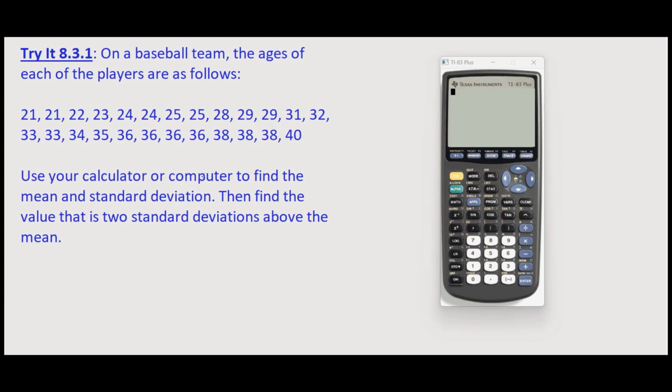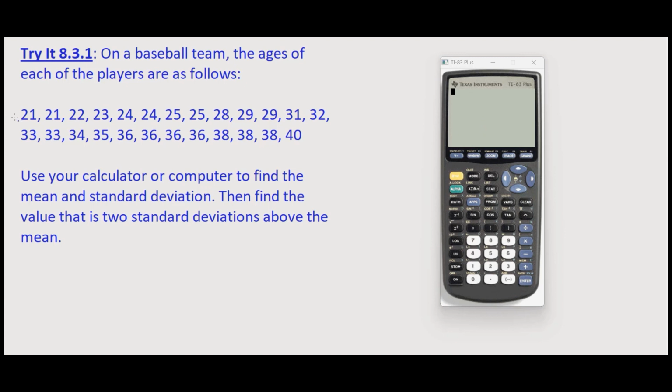Then we're asked to use our calculator or computer to find the mean and standard deviation, then find the value that is 2 standard deviations above the mean. So I've got a Texas Instruments TI-83 Plus calculator emulator here. If you have a TI-84 or even a TI-Nspire, the button sequence should be the same.